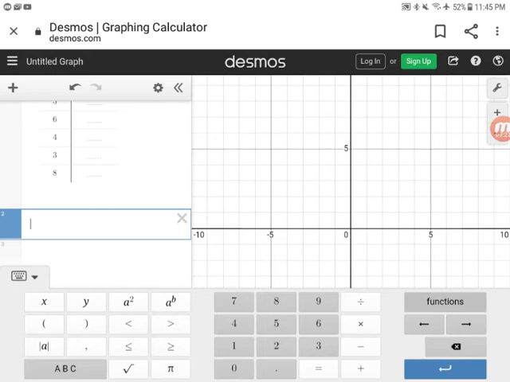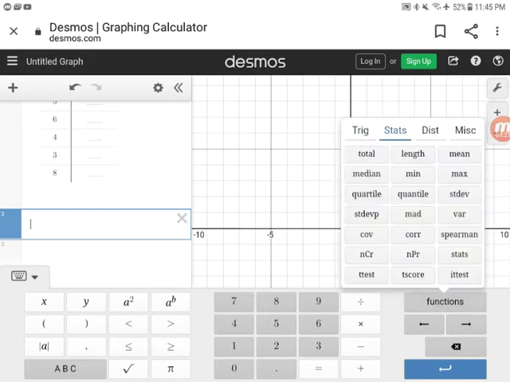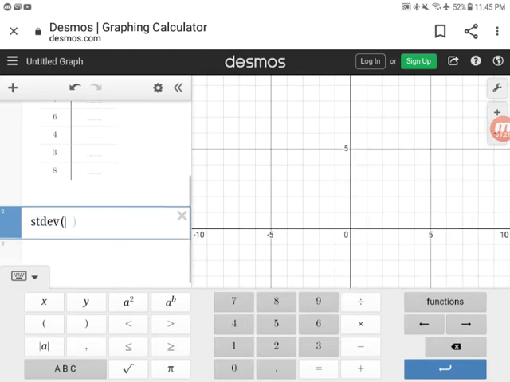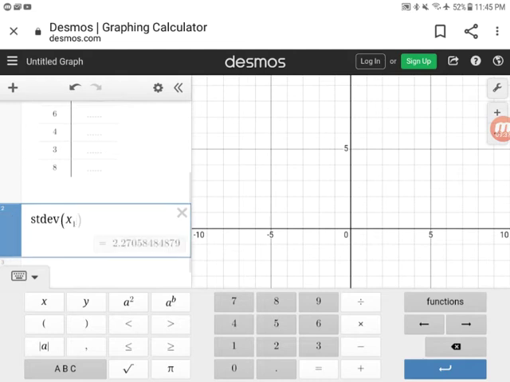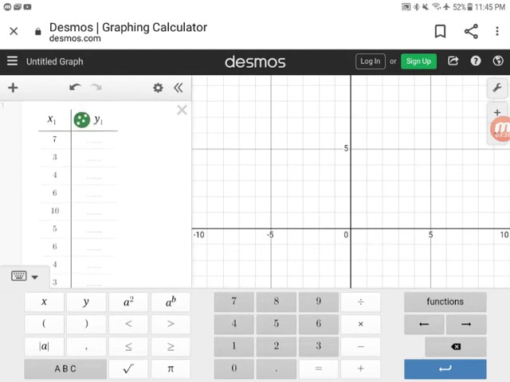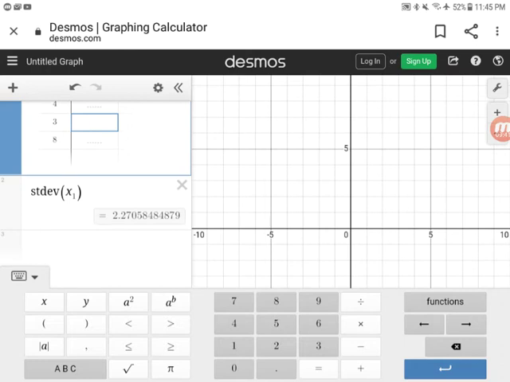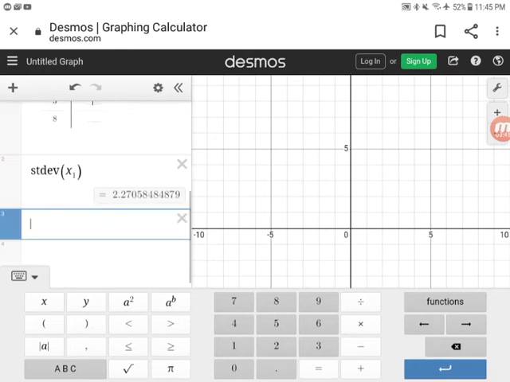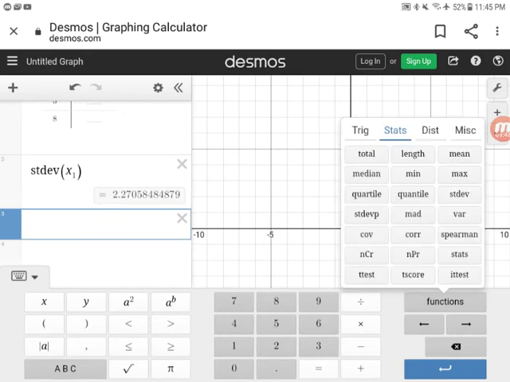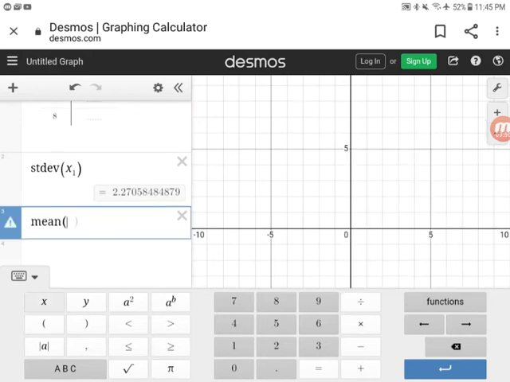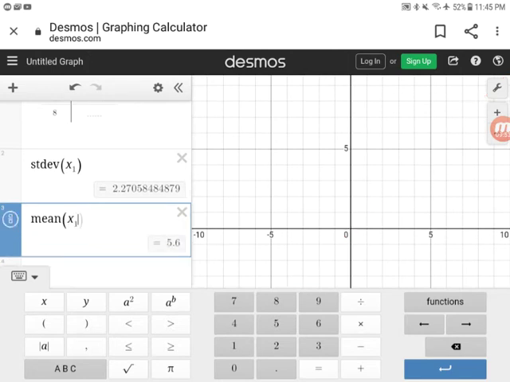So I'm going to now go to functions, stats, and I'm going to click on standard deviation, or I could have typed in standard deviation. I want the information for the table X1, so I'm going to say X1. Again, notice that it says X1 and my numbers are under X1. So my standard deviation for my sample is 2.27. Now I want the mean of the sample, so I'm going to go to the mean, and I'm going to say X1 again because I want those same pieces of data, and my mean is 5.6.